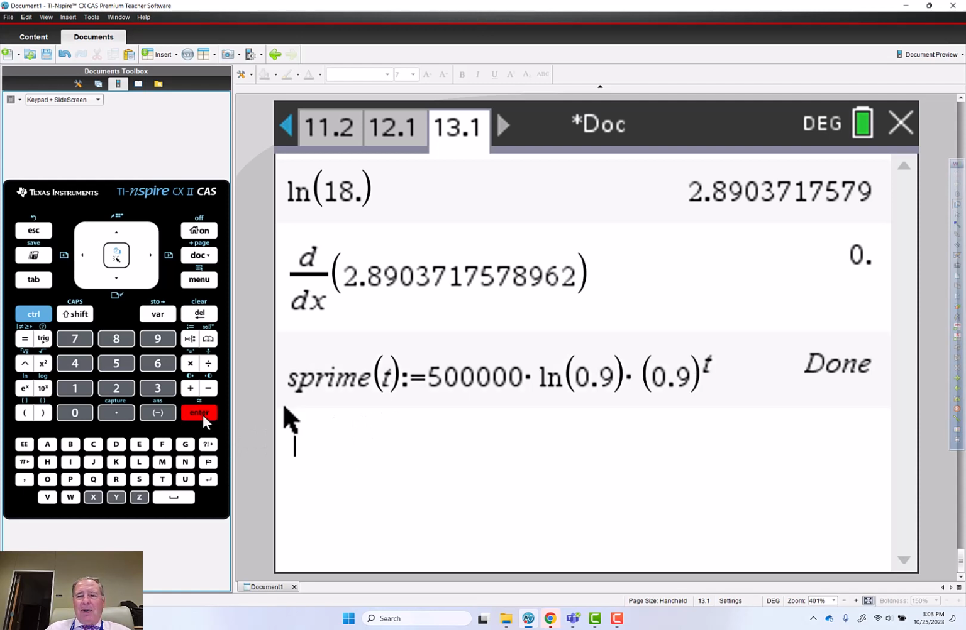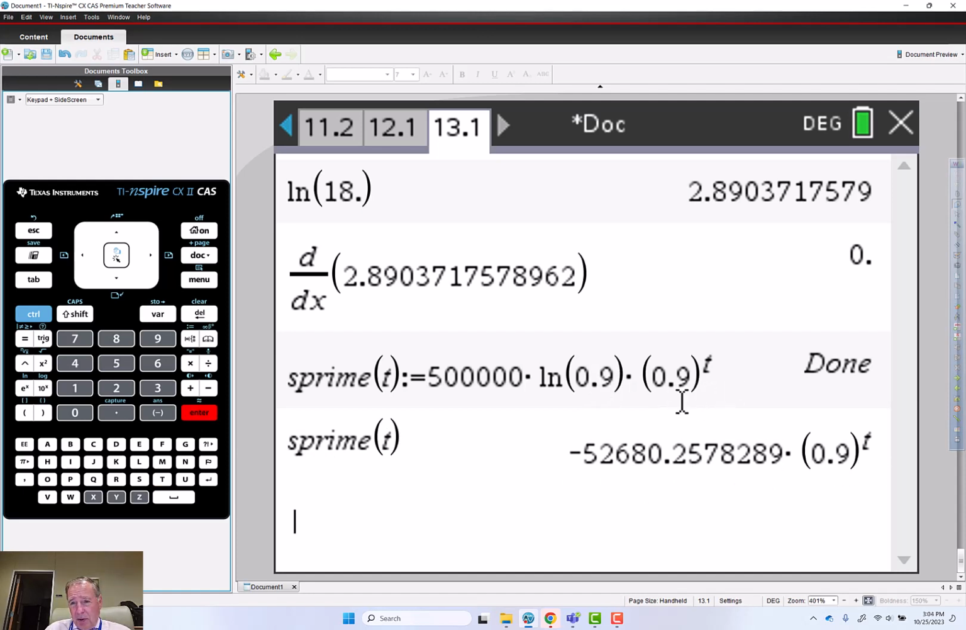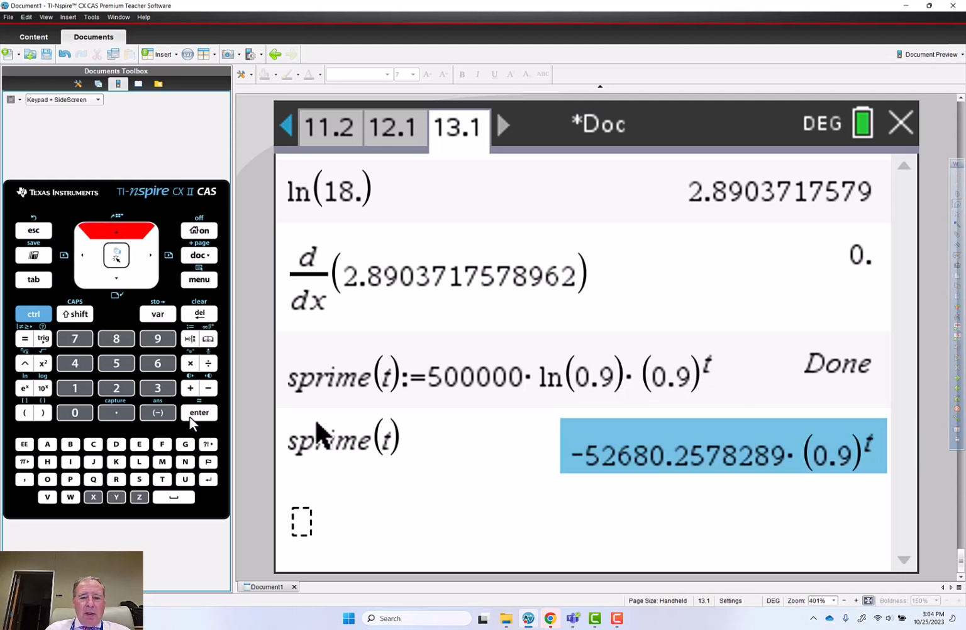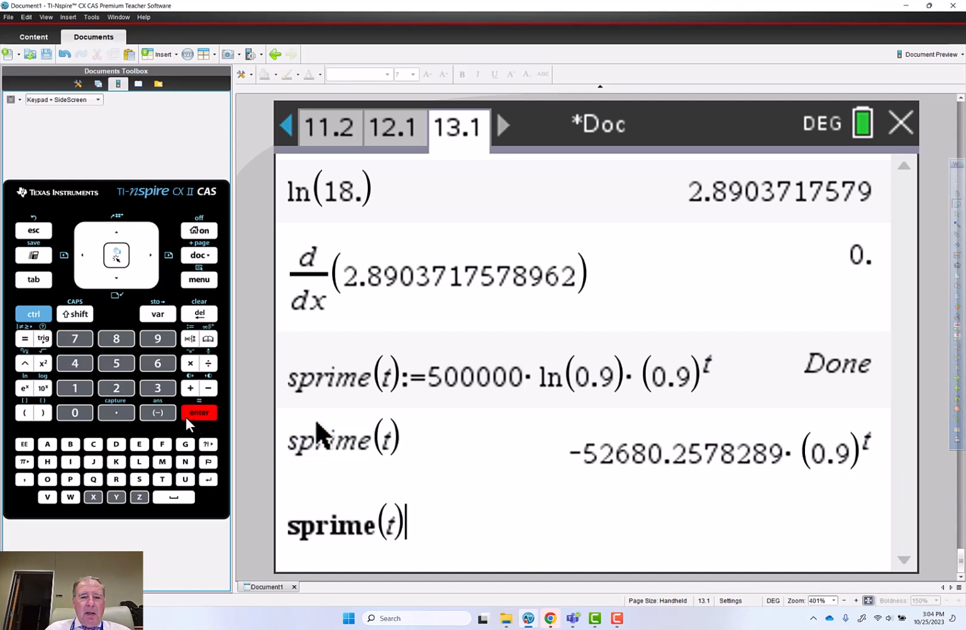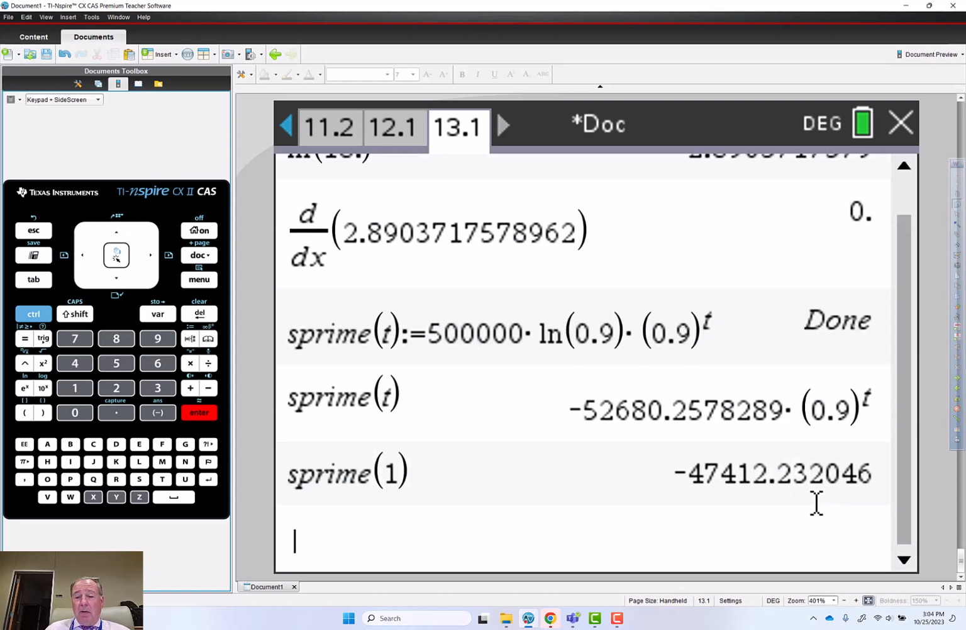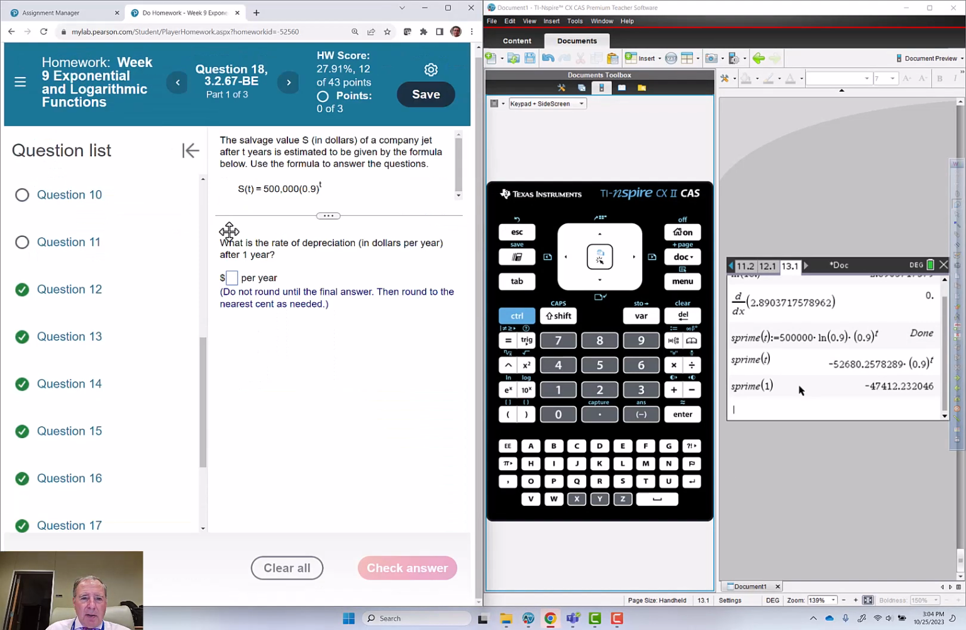So we're going to hit enter, and it says done. And if we go to var s prime and we put in t, well, it changed it quite a bit. And that's because we put in decimals here. But this is still going to be the correct answer, so I'm going to put in 1 for t. Okay, so that's my rate of change. So it's negative 47,000 and change. So we're going to go put that answer in.